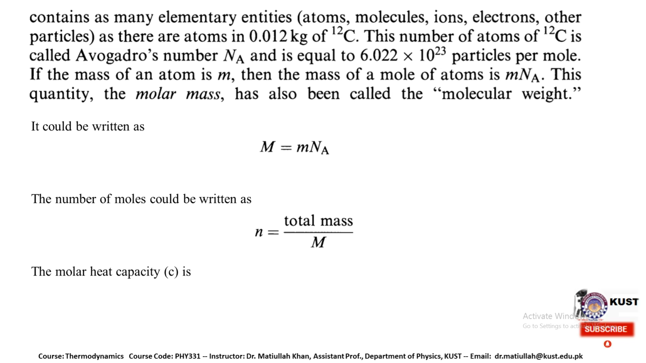So the molar heat capacity is represented by small letter c. This is equal to the total heat capacity, represented by capital C, divided by the number of moles. So this means heat capacity per unit mole is called the molar heat capacity. So capital C divided by N is equal to 1 over N dq divided by dt, because we have just put the value of capital C, so that is equal to dq divided by dt.